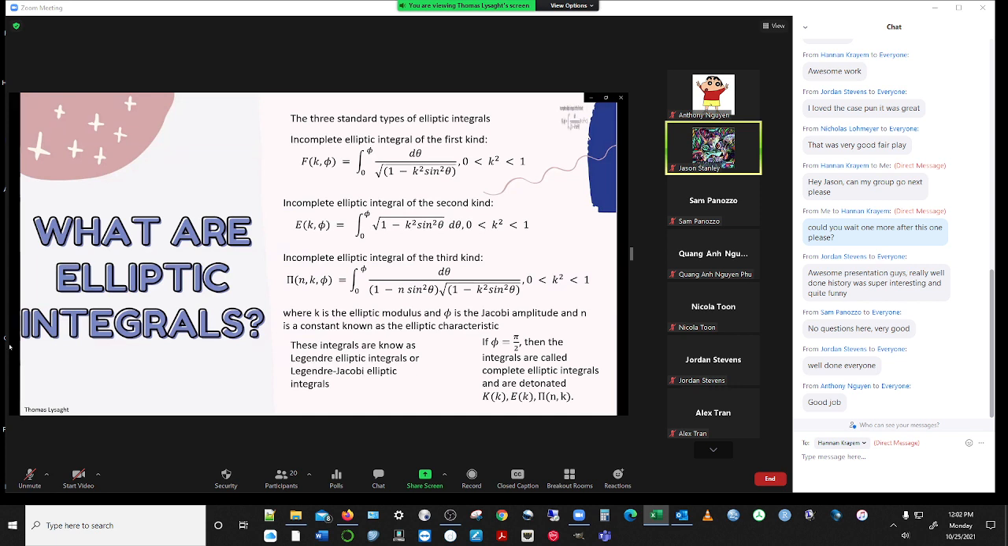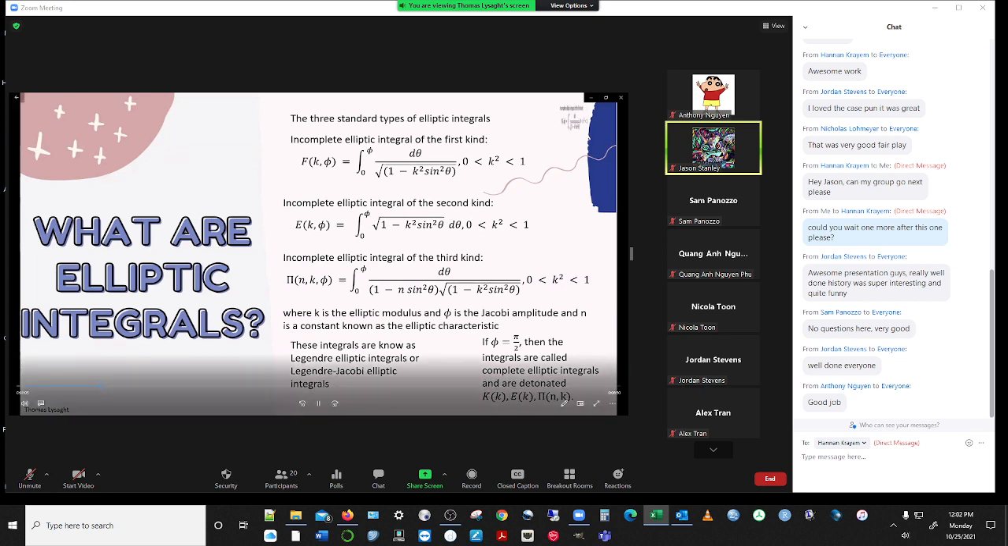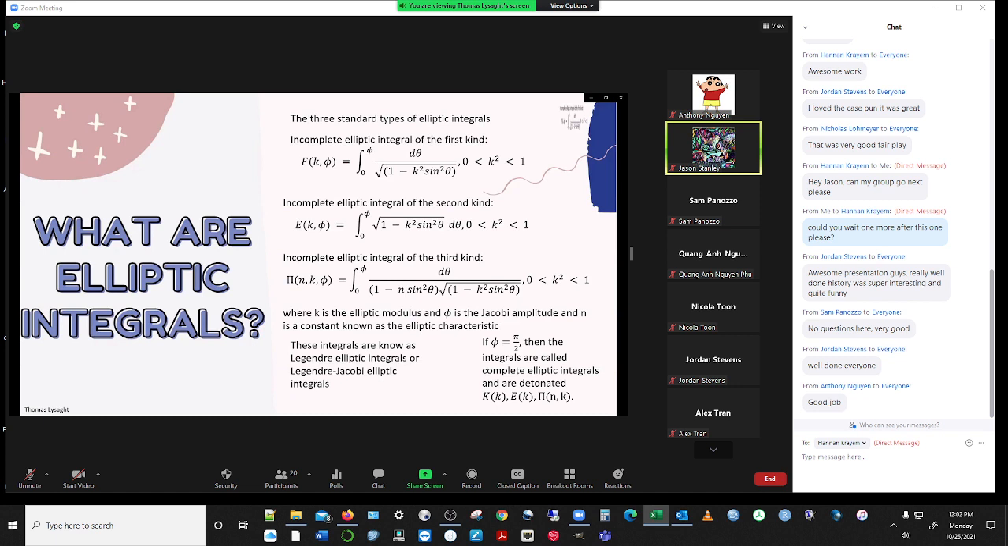The elliptic integrals of the first, second and third kind, where F of k and phi is the first kind, E of k and phi is the second kind, and Pi of n, k and phi is the third kind, where k is the elliptic modulus and phi is the Jacobian amplitude, and n is a constant known as the elliptic characteristic.